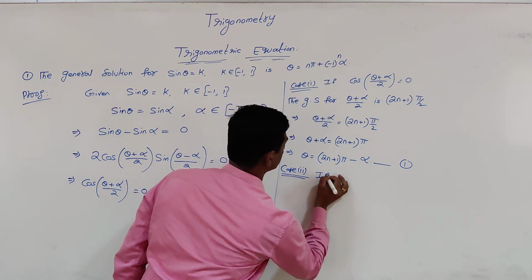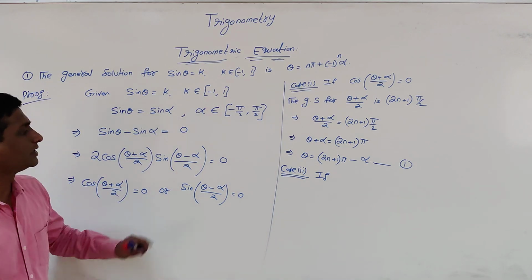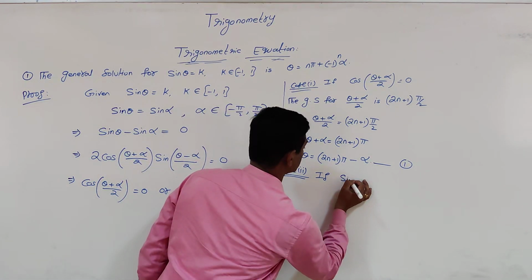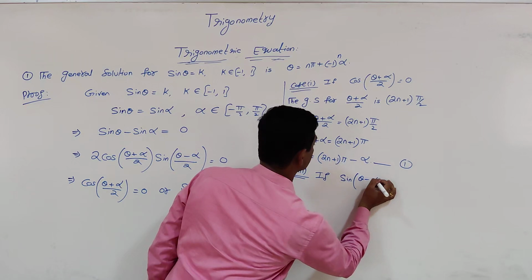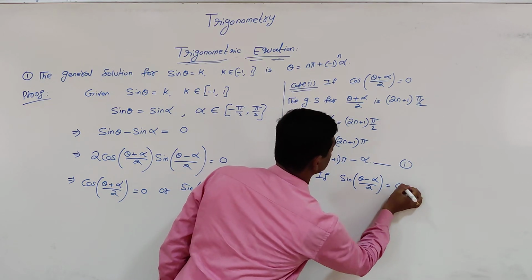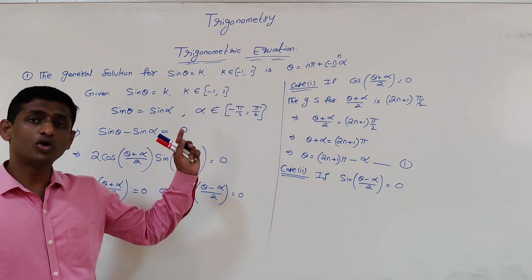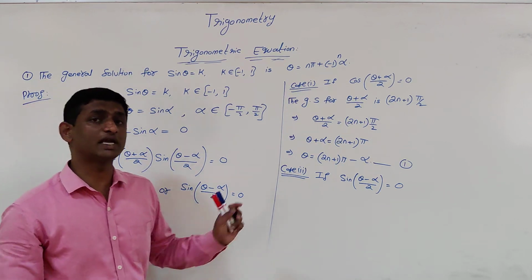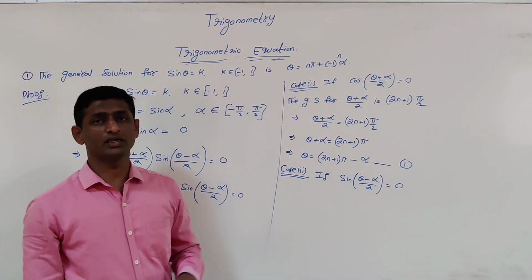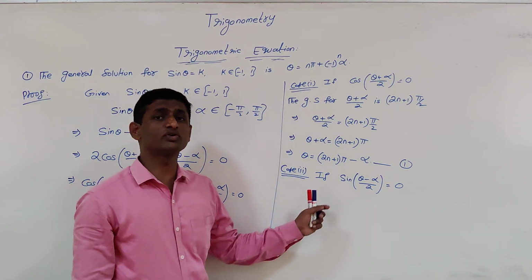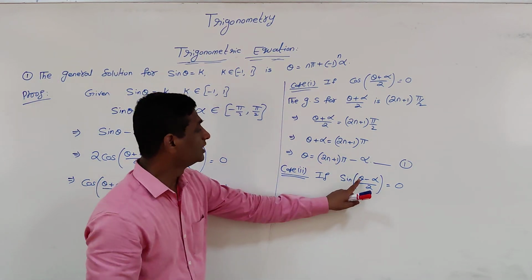Case 2: what is the other case? Sine of (theta minus alpha) by 2 is equal to 0. In the note we have seen the general solution for sin theta is equal to 0 is theta is n pi. But here the general solution is for the angle (theta minus alpha) by 2.